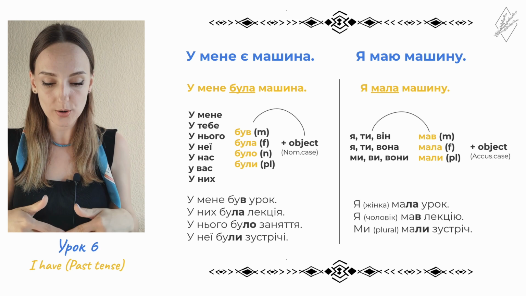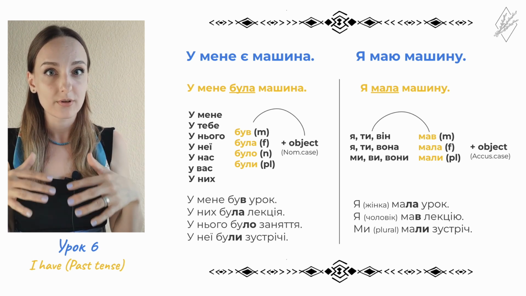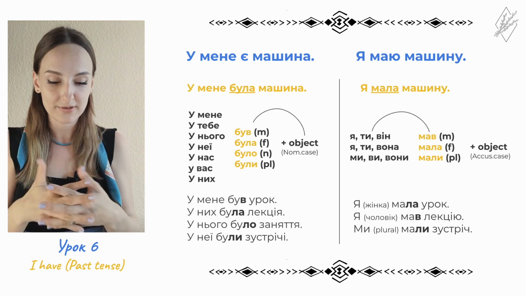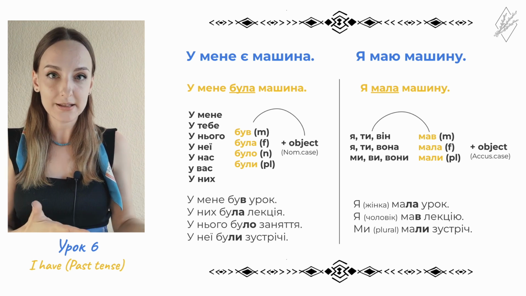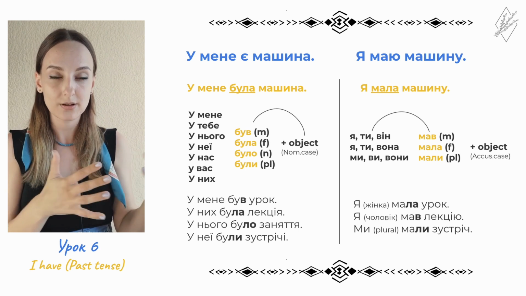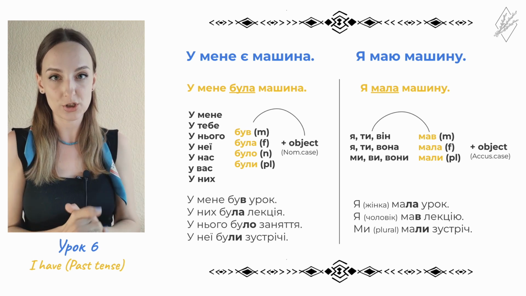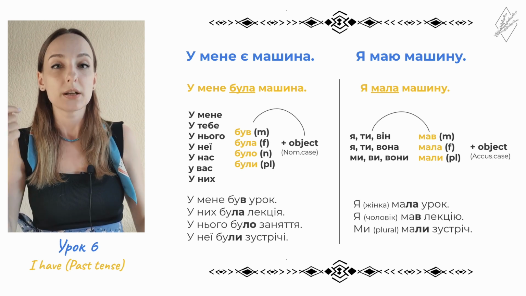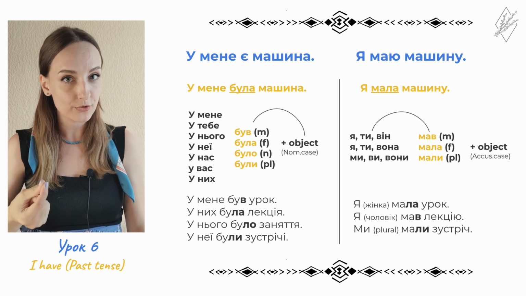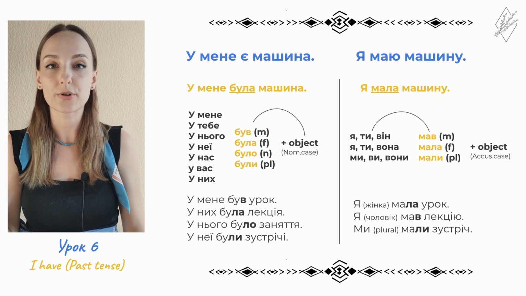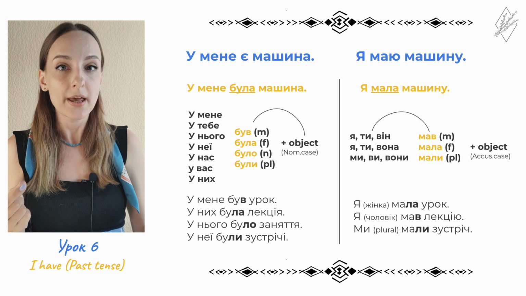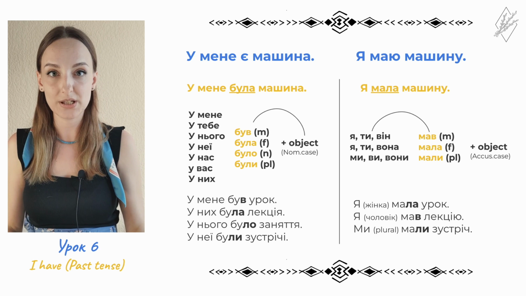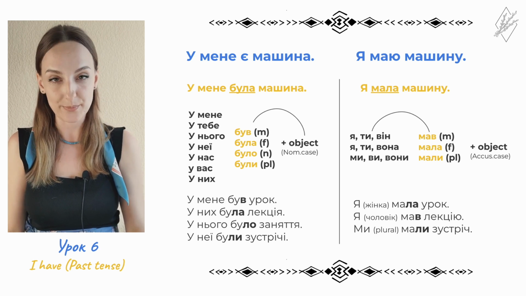Let's take a look at the examples. Я мала урок. Я мав лекцію. Чоловік, so a man says this phrase. Я мав лекцію. Ми мали зустріч. We had a meeting. Ми мали зустріч. So once again, what is the biggest difference between these two structures? In the first structure, the form of the verb, its gender and number depends on the object. And in the second structure, it depends on the subject. This is the biggest difference that you need to remember.